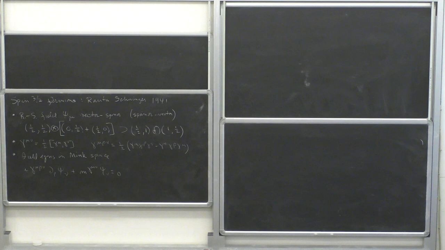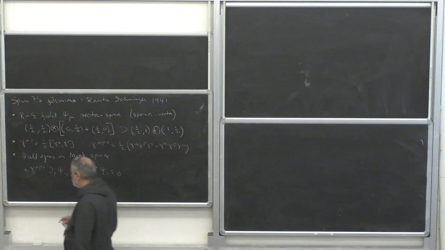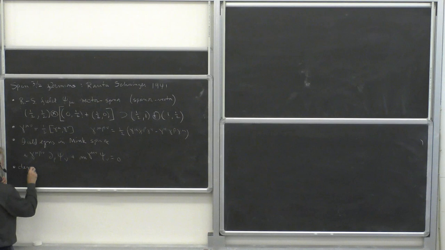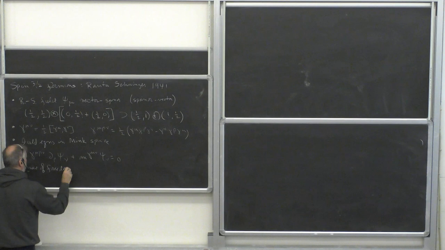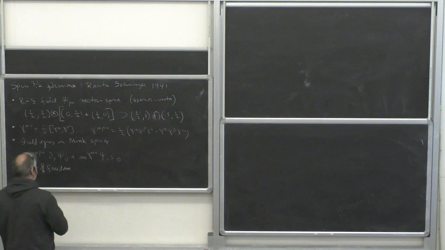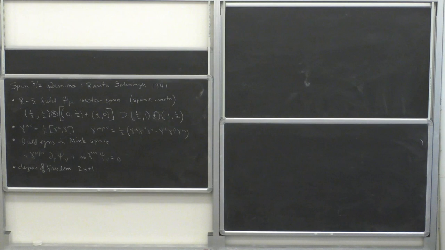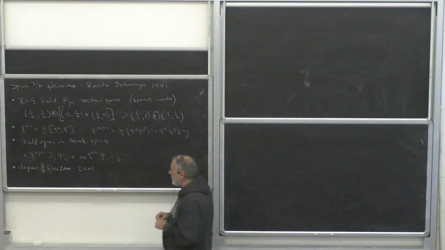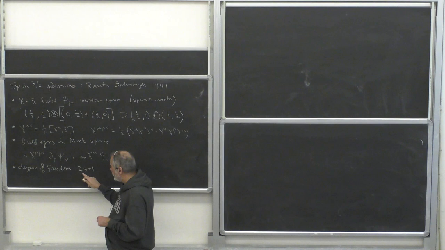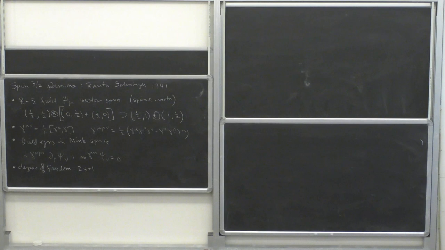Now, let's think of degrees of freedom. For a massive field, we expect the number of degrees of freedom to be 2s plus 1. So for a scalar field, s is 0, there's 1 degree of freedom for a real scalar field. For a fermion field, for a Dirac field, s is 1/2. So there's 2 degrees of freedom for psi and 2 degrees of freedom for psi bar. Packaging them together in the spinor would be 4 degrees of freedom.